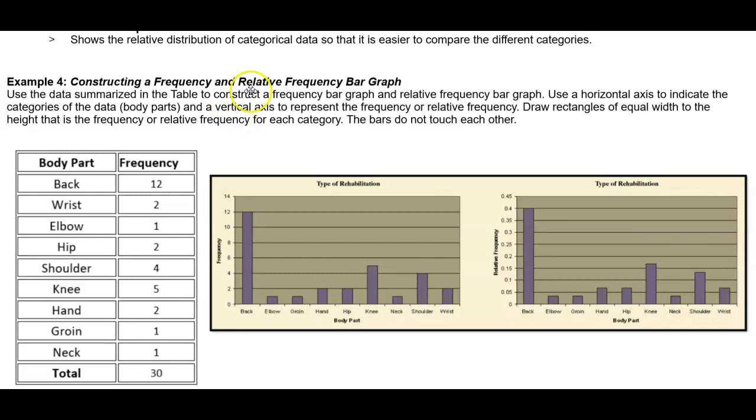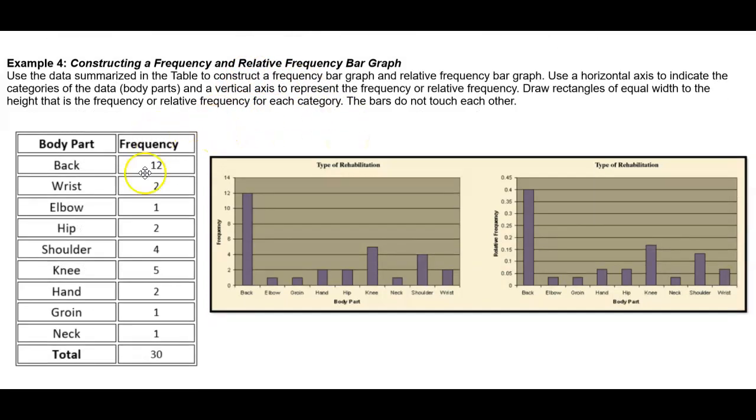Now, in addition, you're going to see the relative frequency bar graph. We're going to use the data summarized in the table down here to construct a frequency bar graph and relative frequency bar graph. You're going to use a horizontal axis to indicate the categories of the data, body parts, and the vertical axis to represent the frequency or relative frequency.